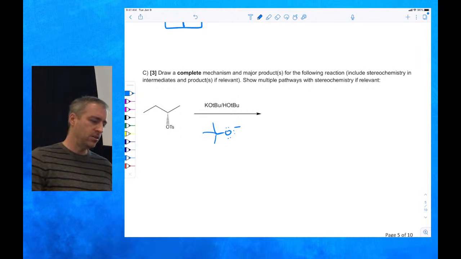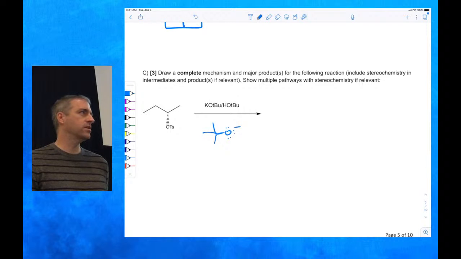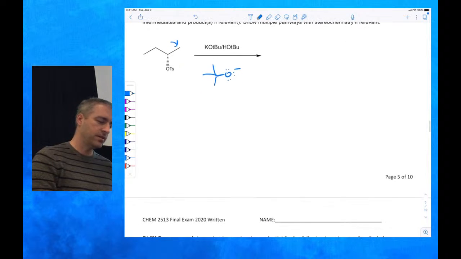And so what we need to do is do an elimination. Will this follow the Hofmann rule or the Zaitsev rule? Yeah, this is going to be a Hofmann rule because you have a bulky base. So that means you're going to want to take a hydrogen off of that carbon. So let's draw this thing out.